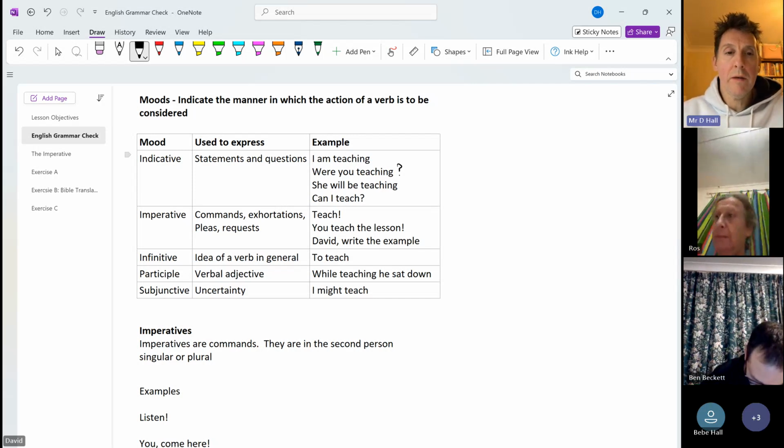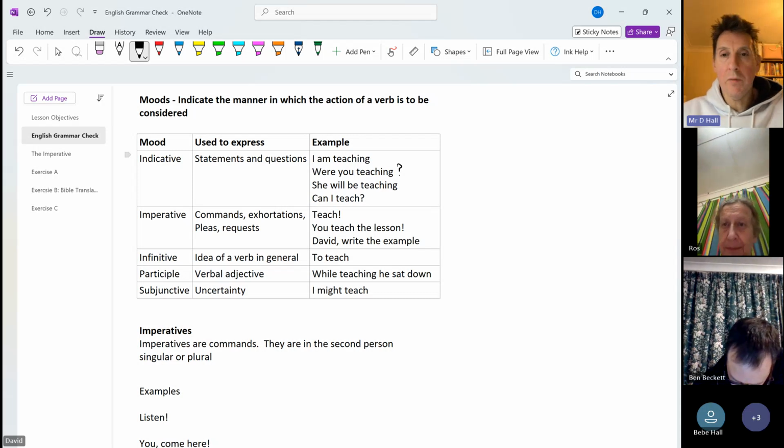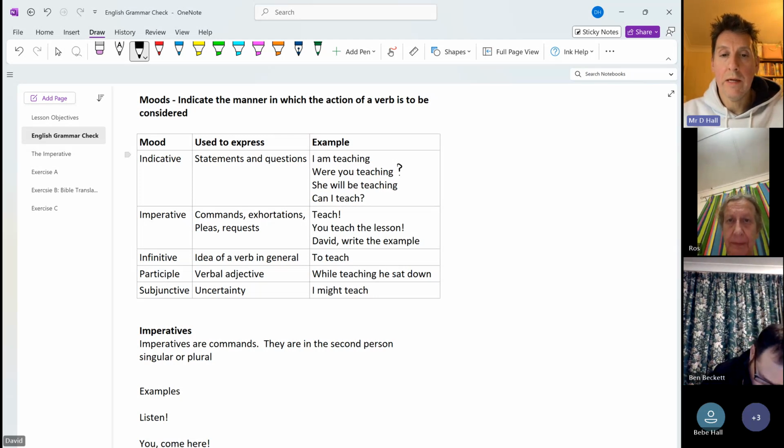So that's the imperative. Now, the other moods, which we will consider over the time, is an infinitive, which is just the idea of a verb in general. Won't go into too much detail, which is to teach. Then there's participles, which are big in Greek, and they're the verbal adjective. So in the example there, while teaching, he sat down. So teaching is the participle, whereas he sat is the verb within that sentence. But we'll talk more about that when we look at participles.